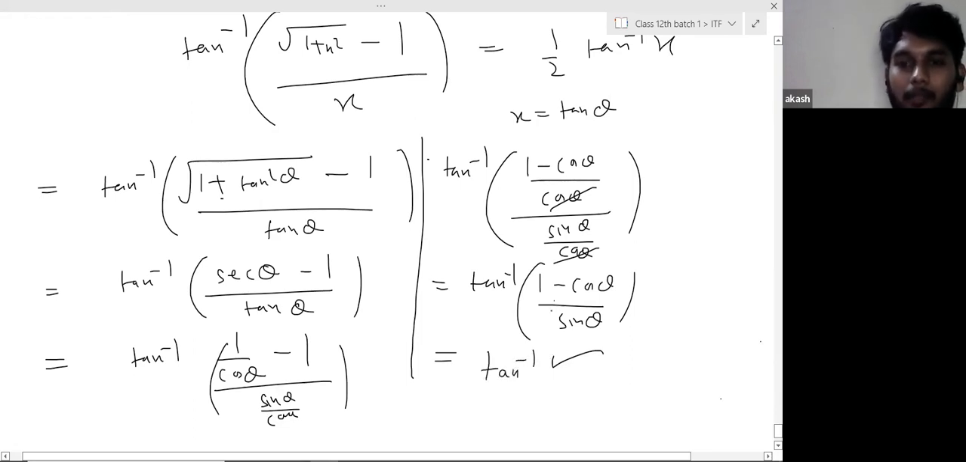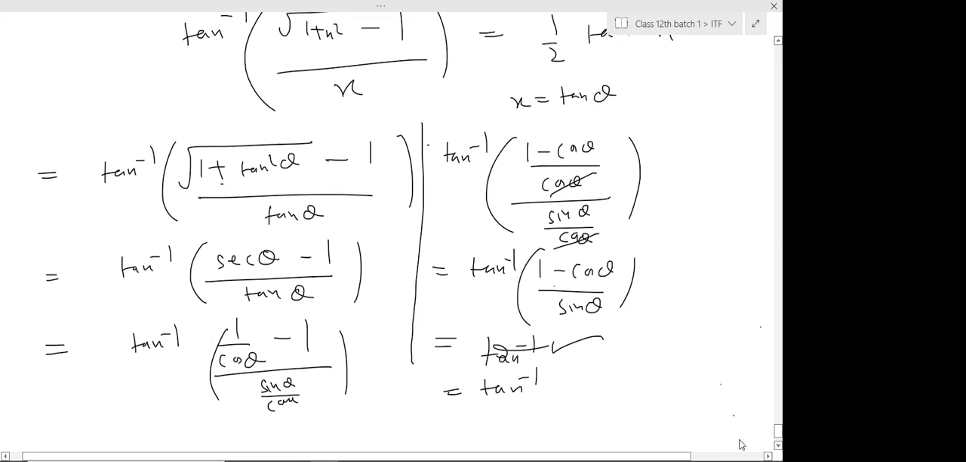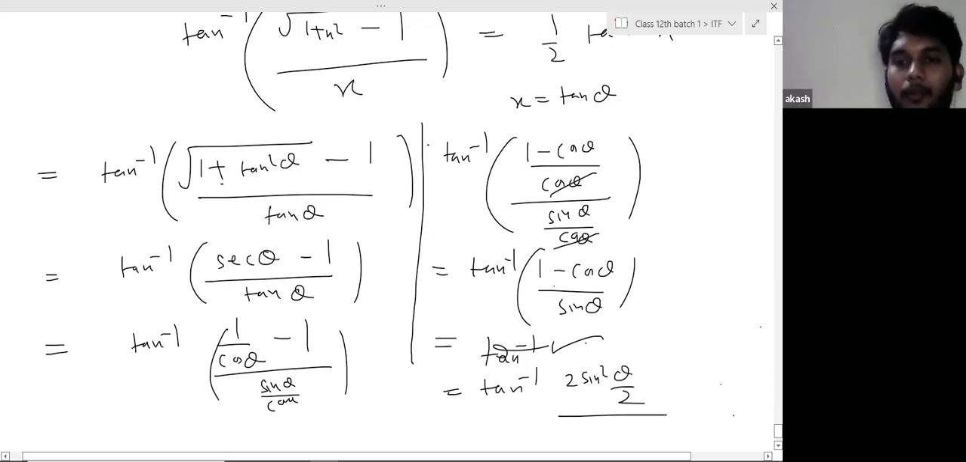So tan inverse, what is 1 minus cos theta? Shikani, what is 1 minus cos 2 theta? 2 sin square theta. And what is the half angle for sin theta? We can write this as 2 sin theta by 2 and cos theta by 2, right?